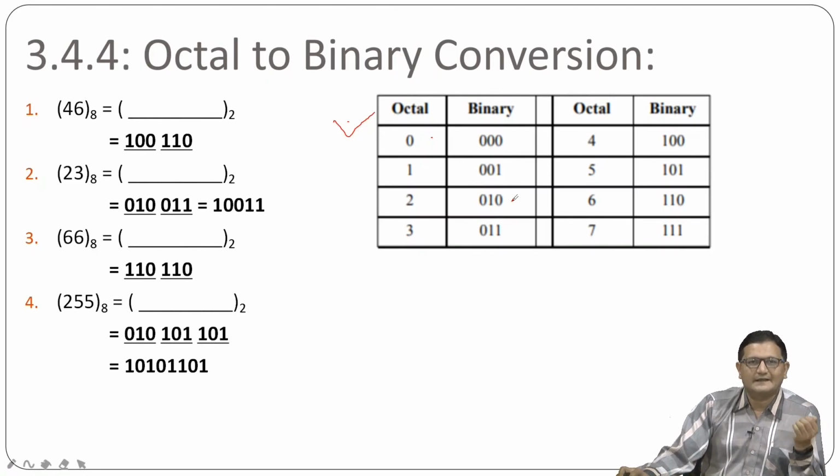Why are we using only 3 bits? Why are we not using 4 bits? Because you know how many symbols you have in the octal numbering system? 8, okay. And how can we make 8?